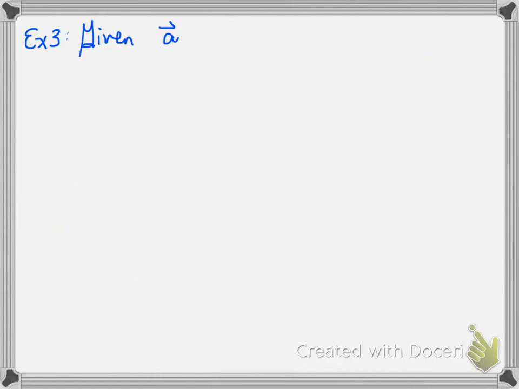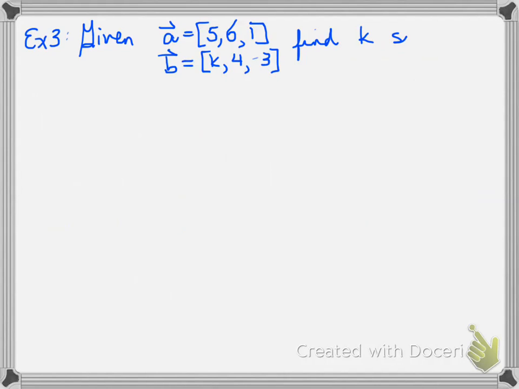Next question. Given vector A is equal to 5, 6, and 1, and vector B is equal to k, 4, and negative 3, you're asked to find the value of k such that vector A is perpendicular to vector B.